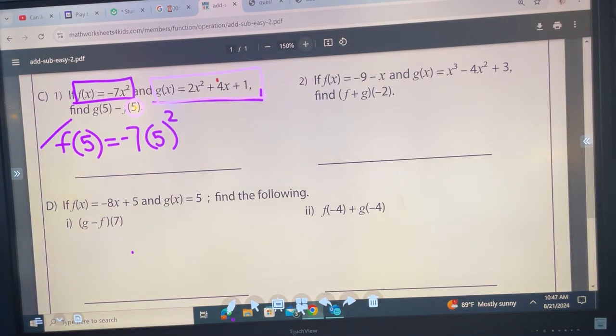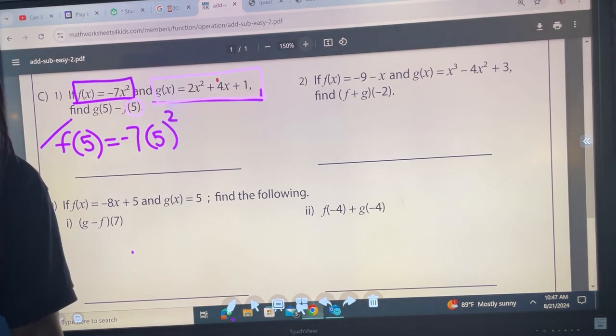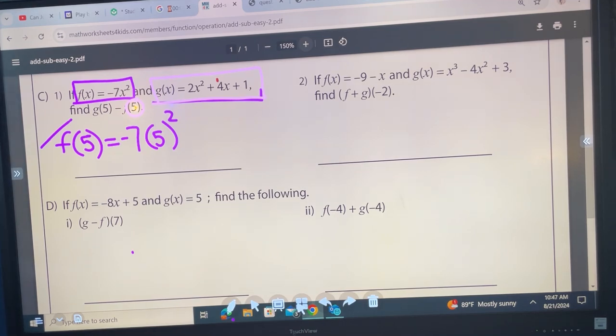If you need, make the corrections now on your paper. I gave it to you. Follow along so you can know how to do it. Make the corrections now on your paper.